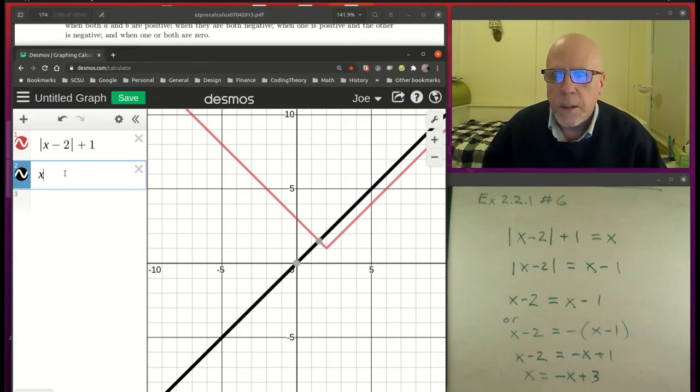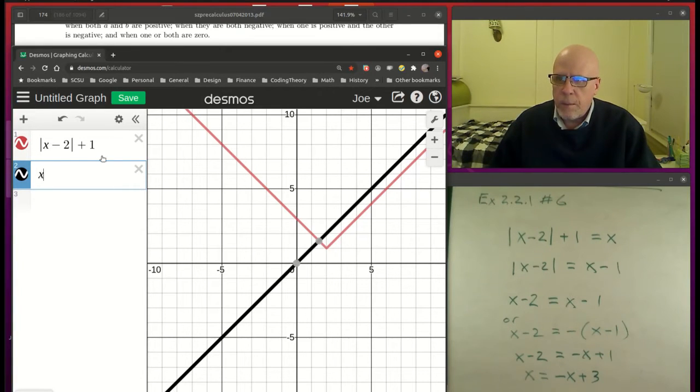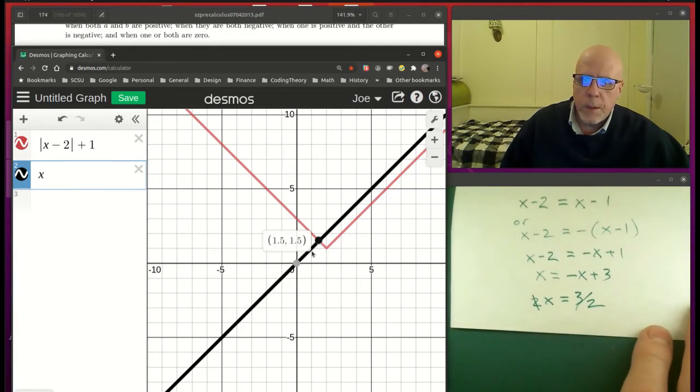Let's just call it x. Okay, so yeah, in red we have a V-shaped graph. In black, we got a line. Do they cross somewhere? Yeah, but it's really just at one point. And what is the x coordinate of that point? 1.5. Well, that's 3 halves. That's what we got at the bottom of the page there.